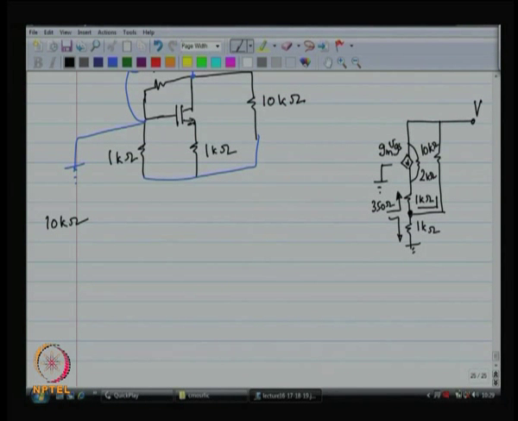Looking in from here, I am sorry, you see 1.35K over here. So, looking in here, we saw 350 ohms. Looking into the source, we saw 350 ohms. So, looking into this point over here, we see 1K plus 350 ohms. Okay. So, looking into this junction, I see on one side 1K, on the other side 1.35K.